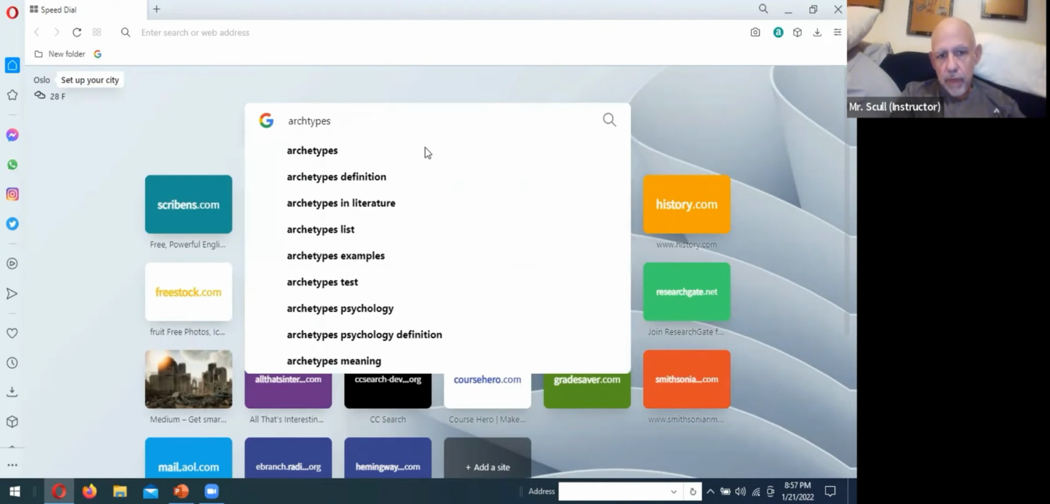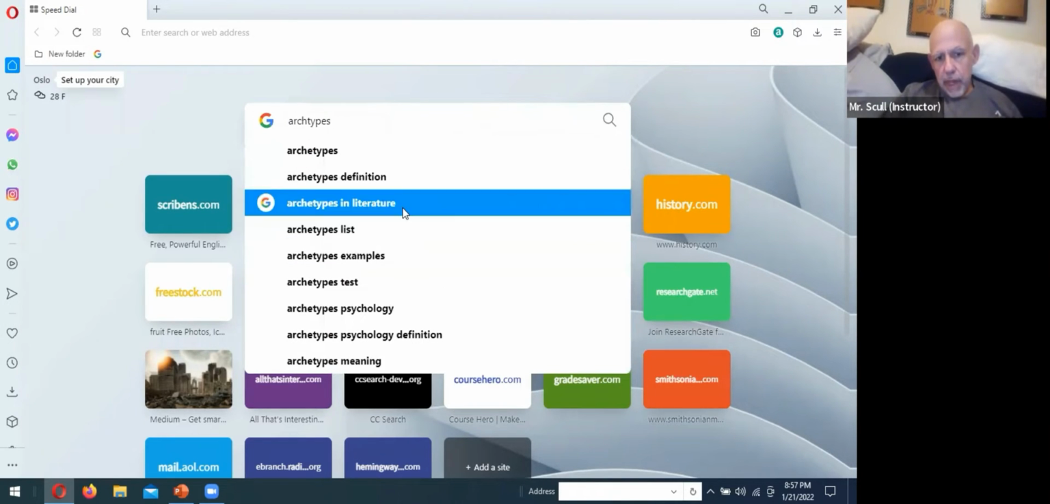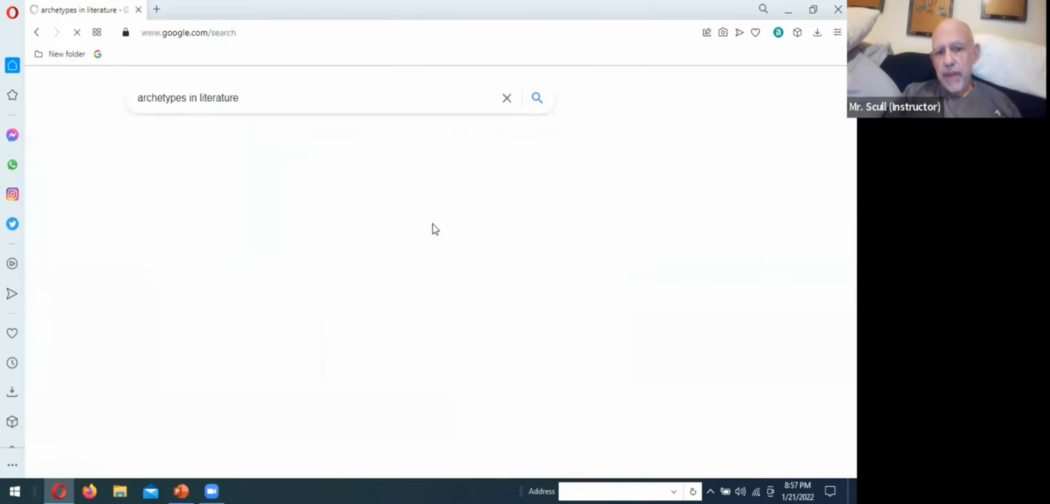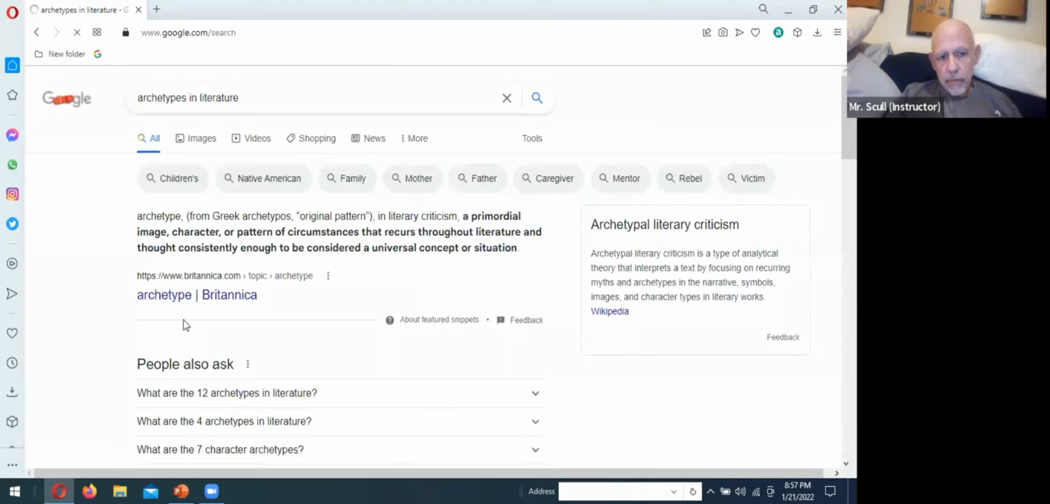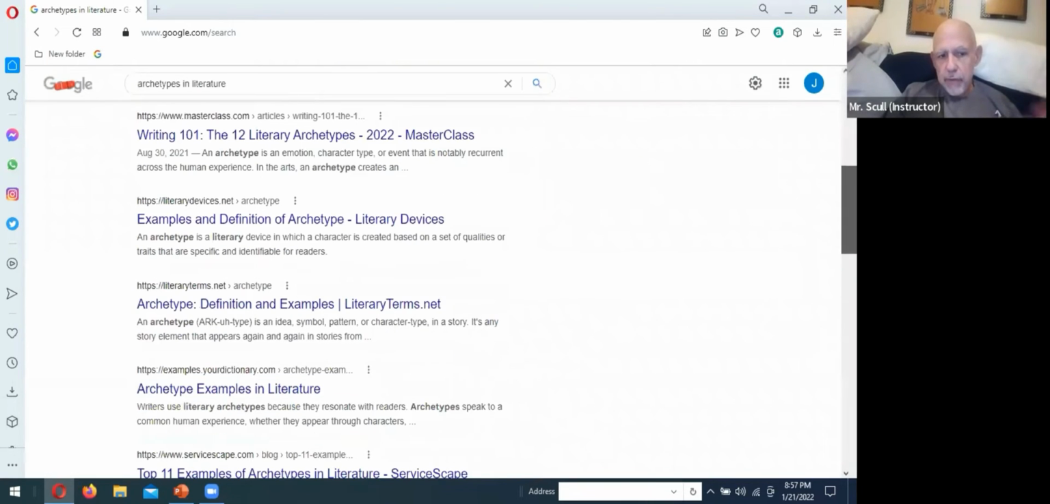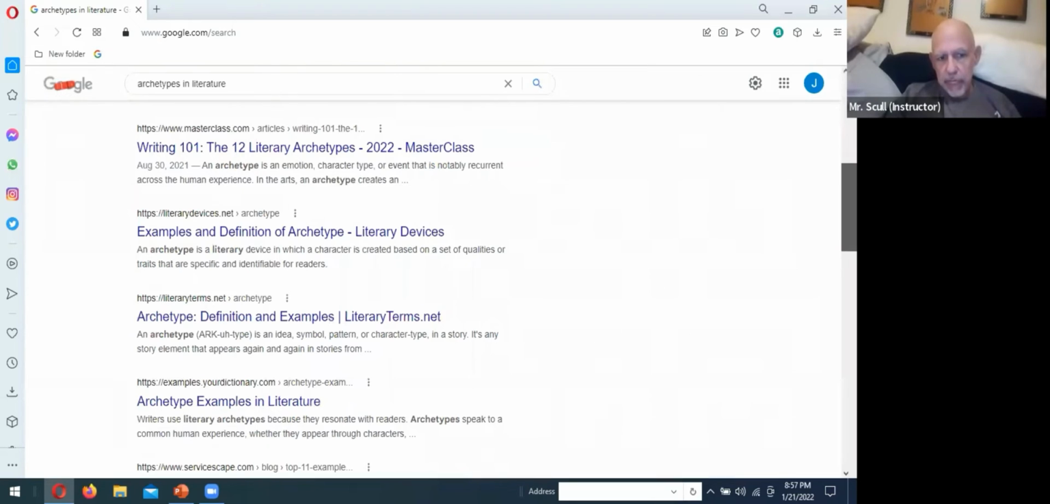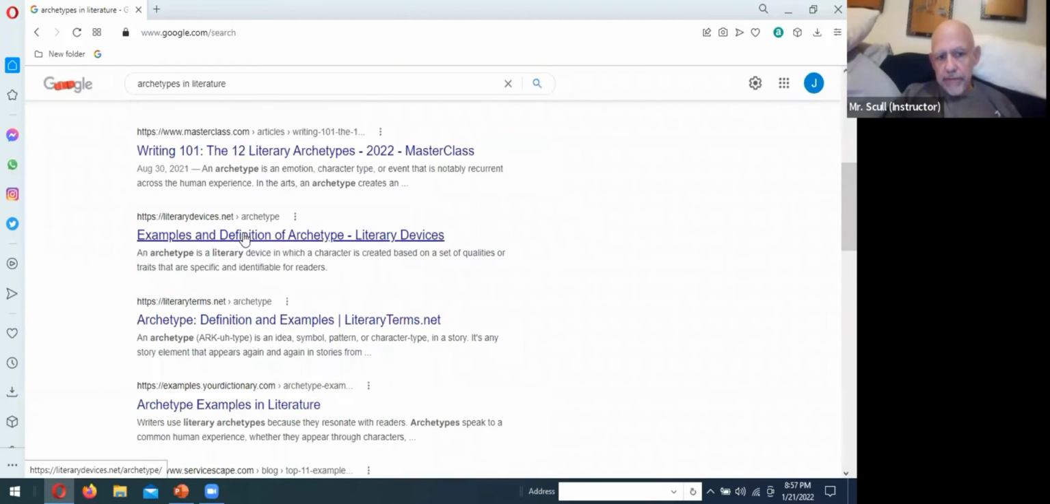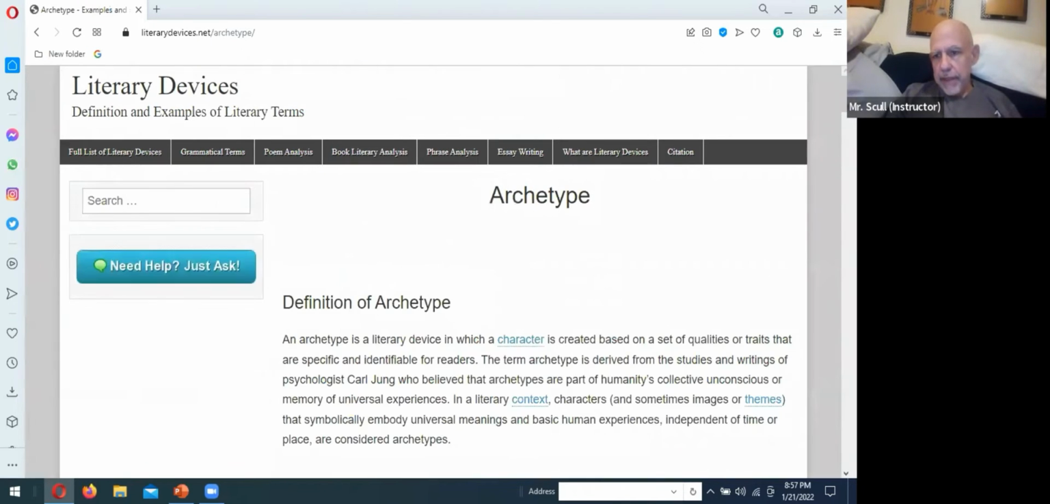Archetypes in literature. Let's see if we see something here. We see the types. So it says archetype in literary criticism, a primordial image, character, or pattern of circumstances that recurs. It recurs all the time. So that's a little hard to understand, but just remember, it's a type that comes up all the time in literature. Examples and definition of archetype. Let's look at what these guys over here say.